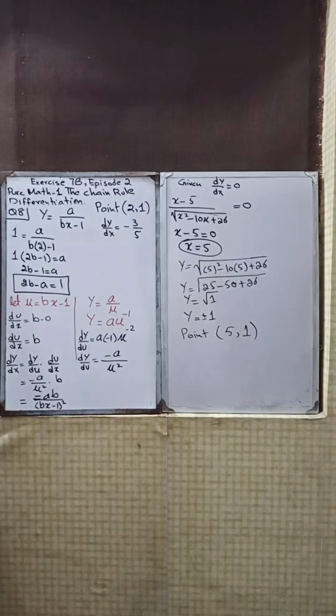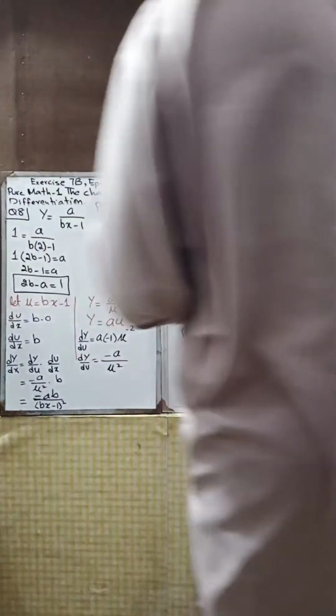Okay? So they told us that when x is 2, the gradient is equal to minus 3 by 5. So let me write this.